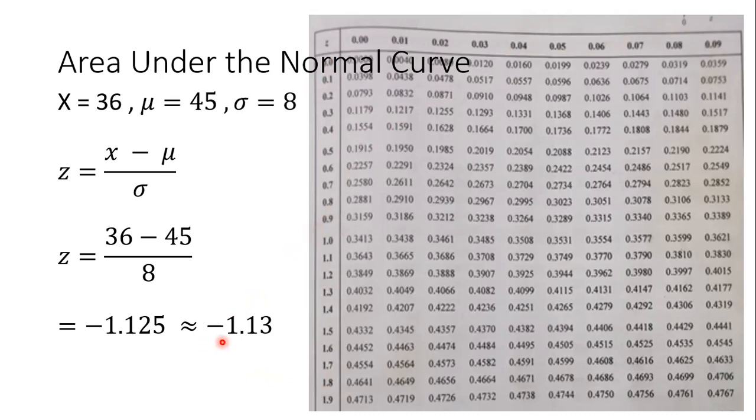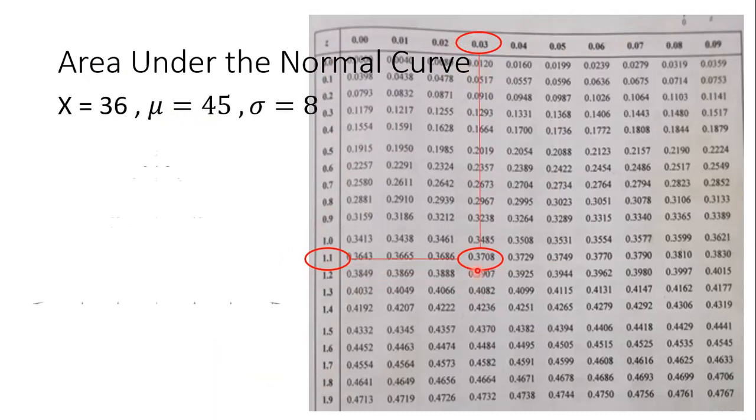So negative 1.13 means our area bounded from 36 to 45 is on the left side of our mean, tama. So 1.13, so 1.1 and 0.03, pagtagpuin lang po natin, the area corresponding to the Z-score 1.13 is 0.3708. So let us illustrate the graph.